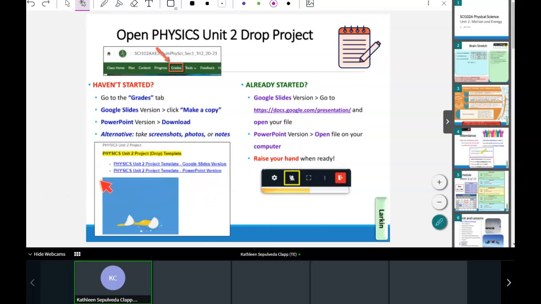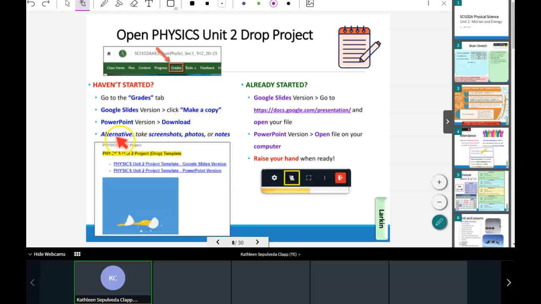Excellent. Thank you, Colleen. I see your hand raised. If you have not started yet, folks, you should be started by this point. We are turning it in on Monday. If you have not started your project yet, you need to go to your grades tab right at the very top on the class webpage, scroll down to Unit 2, and you have two options here: your Google Slides or your PowerPoint version. Pick whichever works best for you, open it up, and start working on it.